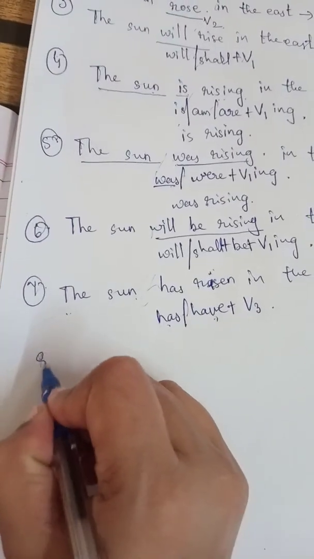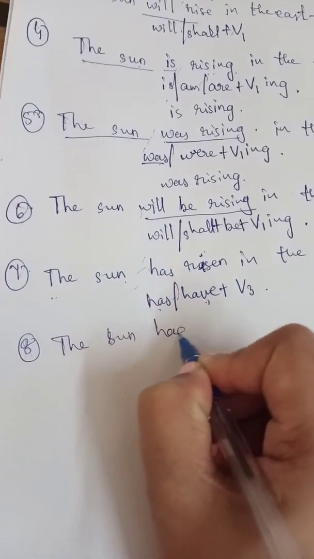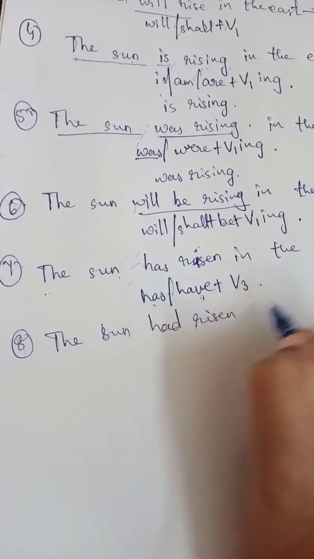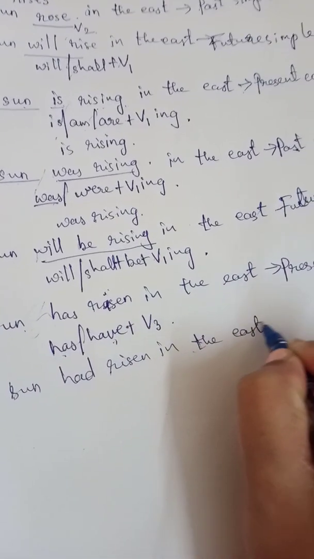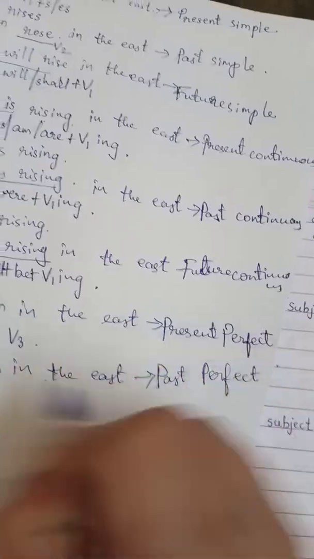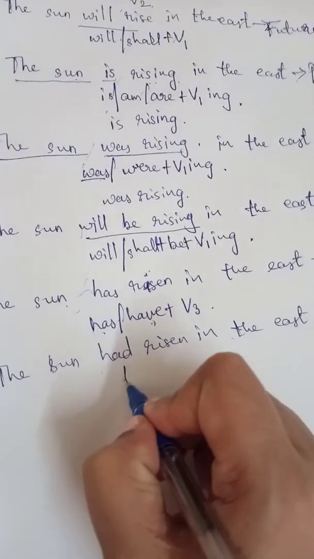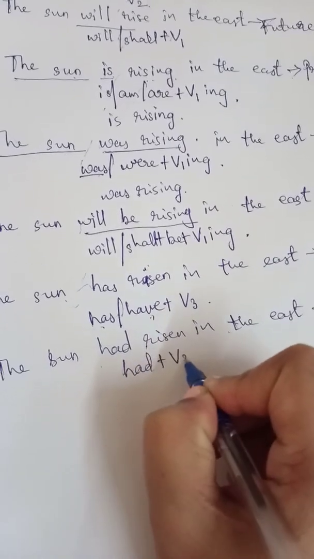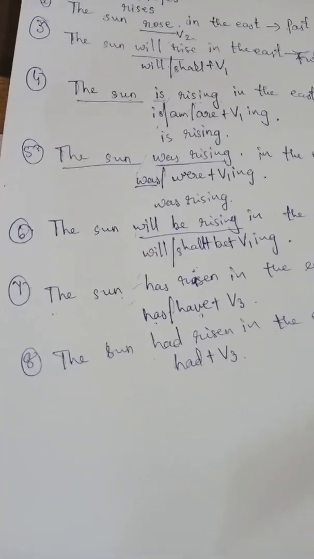Next, in the past perfect, the sun had risen. The sun had risen in the east. So, it is in the past perfect form. See here, the sun had risen. So in the past perfect form, how will it be? Had plus V3. Rise, rose, risen. It is the V1, V2, V3 form of the verb.